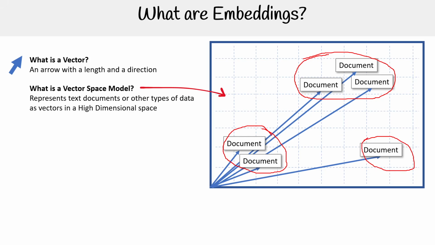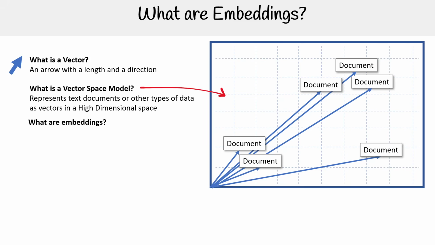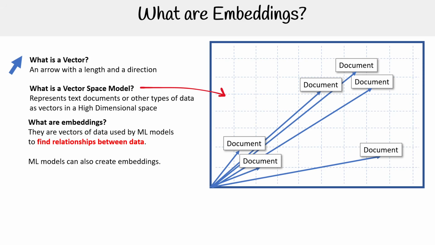So the way these things are organized in the vector space is really dependent on the type of embedding you use. So what are embeddings? These are vectors of data used by ML models to find relationships between data. And you'll find that often you're going to be using a machine learning model to create embeddings, and there are specialized machine learning models just for embedding. So you'll see something like Cohere, which is a company that creates their own ML models. They'll have Command R, but they'll also have Command R embeddings. And what it does is it takes an input and it outputs embeddings to be placed into a vector store.